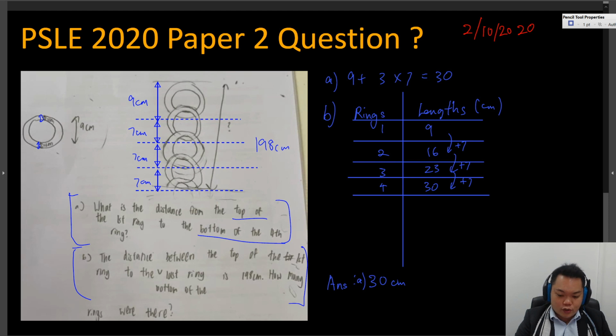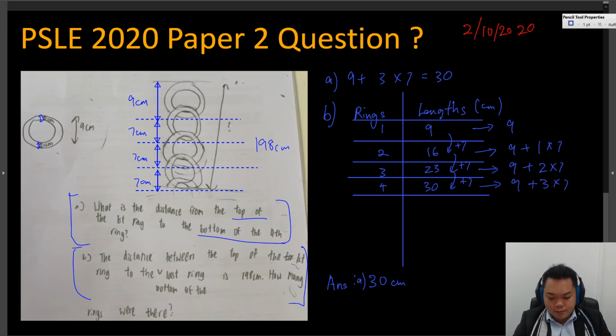So what I always mention is that you want to try to rewrite this in another way that you can use the figure number to calculate. So in this case, it's the number of rings that you can use. So over here, this is 9. This is 9 plus 1, 7 cm. This can be written as 9 plus 2, 7 cms. This can be written as 9 plus 3, 7 cms, and so on.